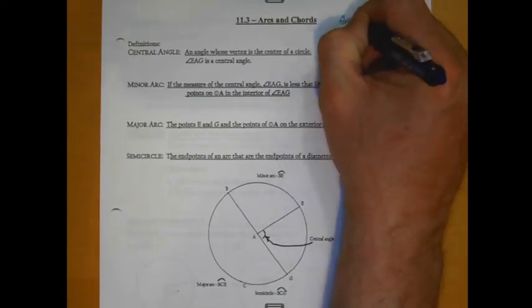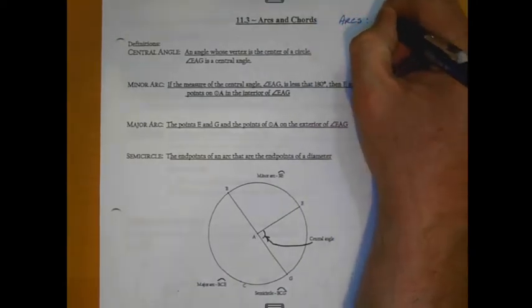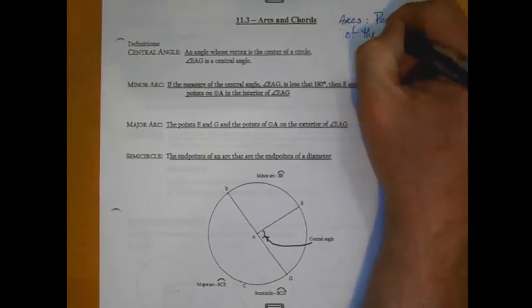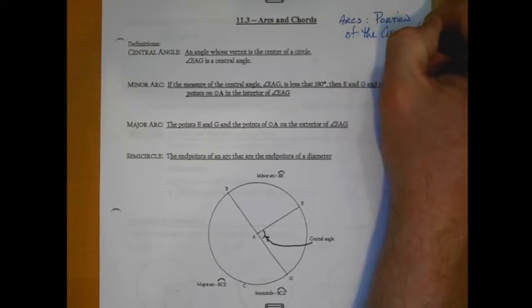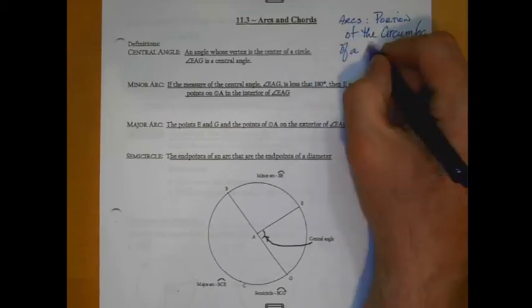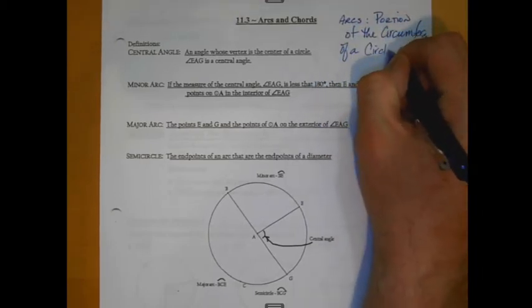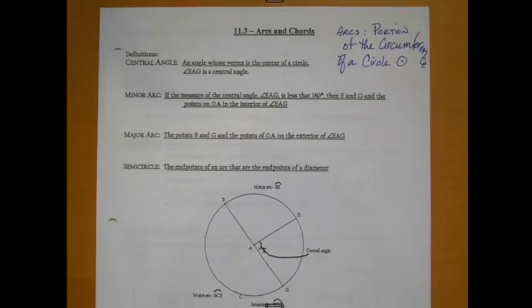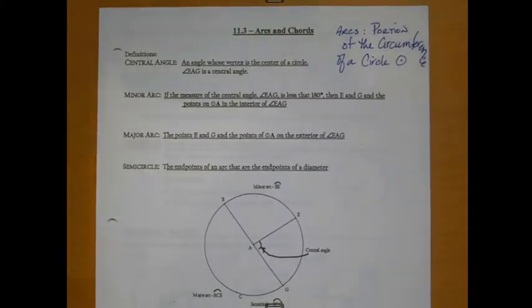Arcs are basically portions, like I said before, portions of the circumference of a circle. Watch what I'm doing. If you remember, the symbol for circle is just a round circle with a dot in the middle to verify. All right, so a central angle is an angle whose vertex is in the center of the circle. So angle EAG is going to be the central angle.